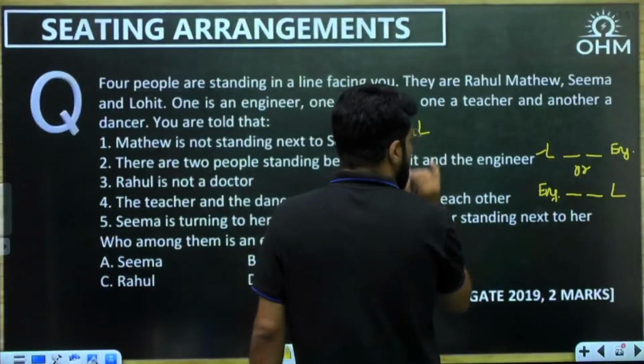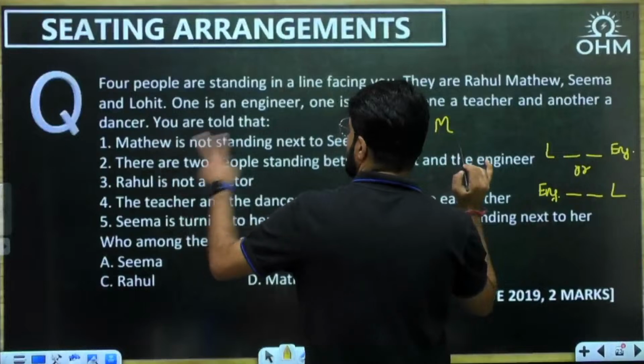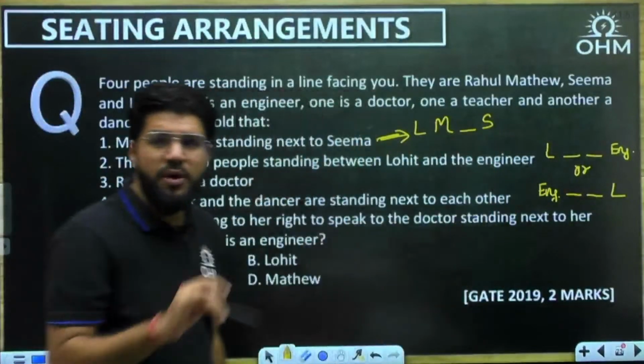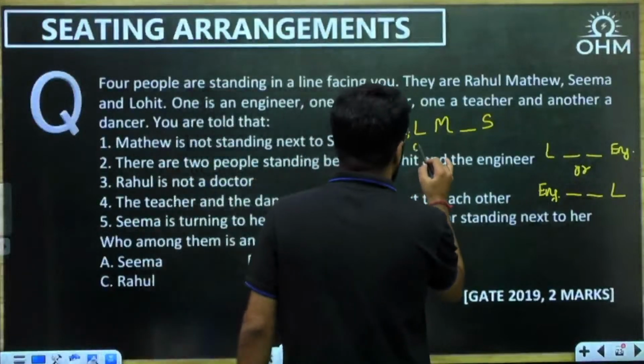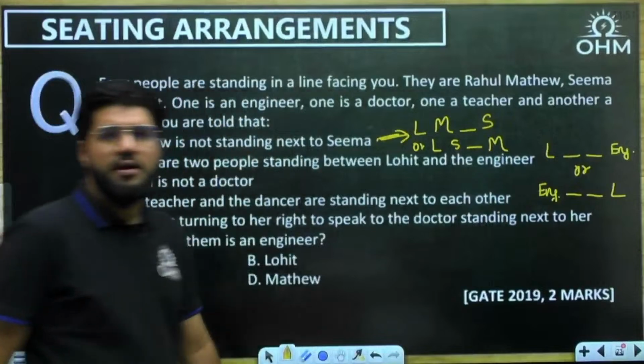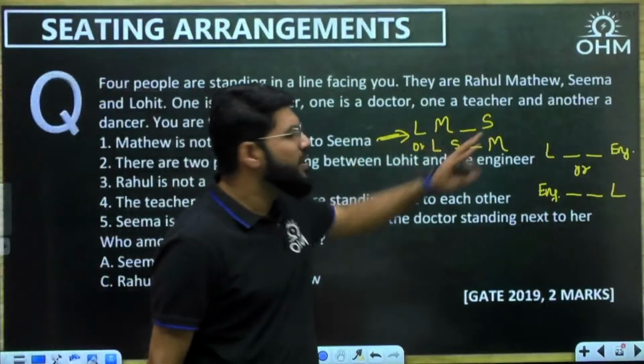Okay, so this Lohit I have fixed. Maybe Matthew here, and Matthew is not standing next to Seema, so they have to be alternate. Or it may be Lohit, Seema, dash, Matthew. Okay. Lohit, Seema, dash, Matthew. Now, the first one will fail.